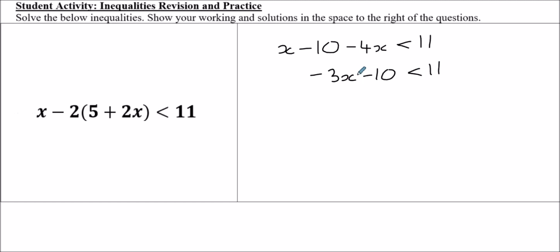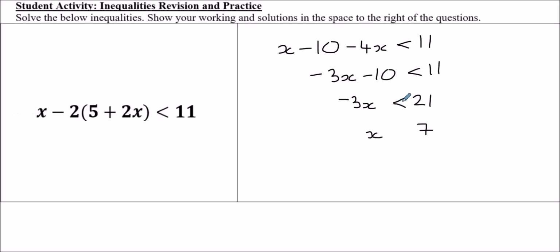We can then add this 10 to both sides. So we have minus 3x has to be less than 21. Now what we can do is divide through by minus 3. So x something 7. But remember, if we divide by a minus value, the direction of the inequality switches.